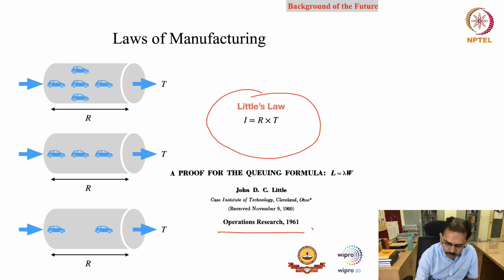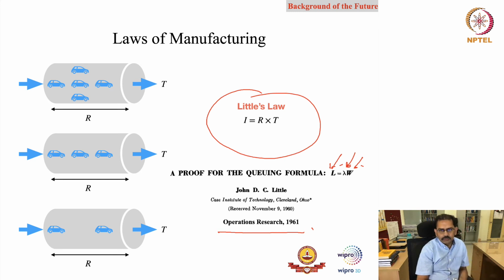And so the notations may be different. So this is inventory, this is the throughput, right? And this may be the cycle time, correct? Now these notations may be different, but the idea is that inventory is equal to the throughput times the cycle time, right?